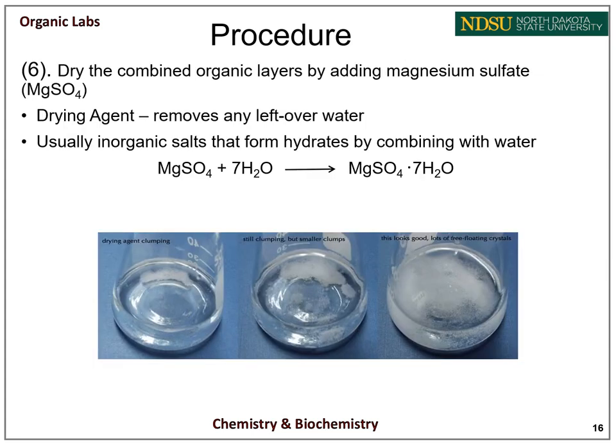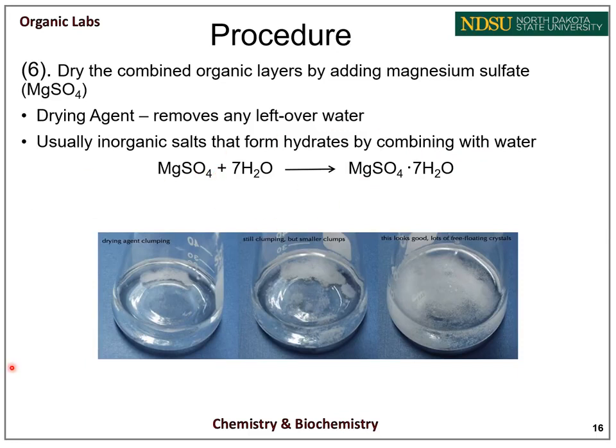Step 6. Dry the combined organic layers by adding magnesium sulfate. This is a drying agent which removes any of the leftover water that may be in your organic layer. Drying agents are usually inorganic salts that form hydrates by combining with water. For example, magnesium sulfate can combine with up to 7 molecules of water.